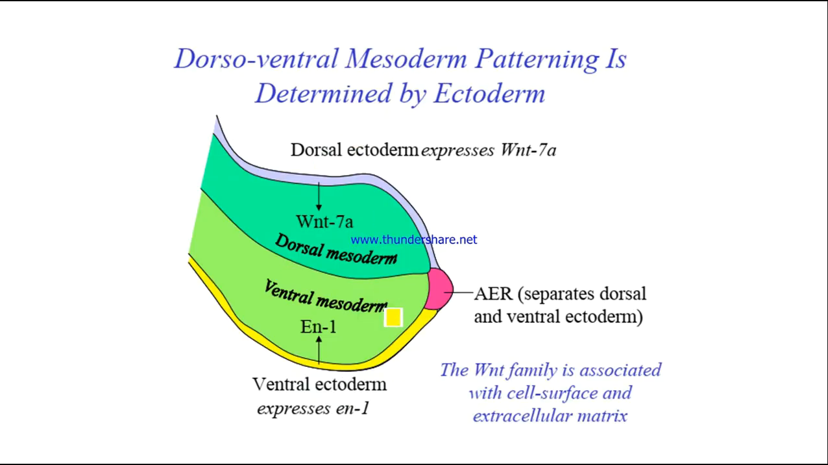So when we look at this in a schematic, we can see the dorsoventral mesoderm pattern is determined by the ectoderm, and here we can see the dorsal ectoderm expresses WNT7A. The ventral ectoderm expresses EN1, and then we have the AER, which separates the dorsal and ventral ectoderm. The WNT family is associated with the cell surface and the extracellular matrix, which is going to be very important.